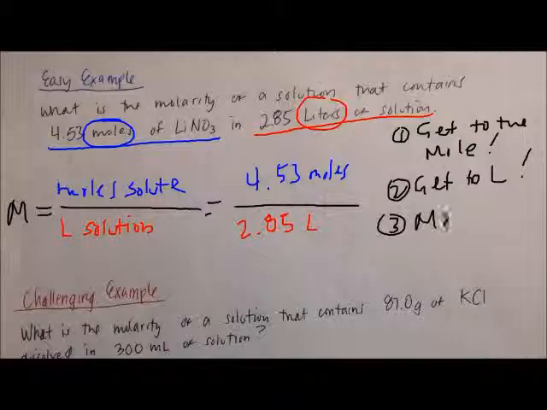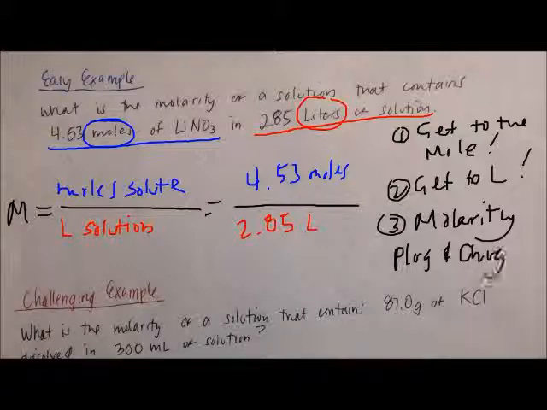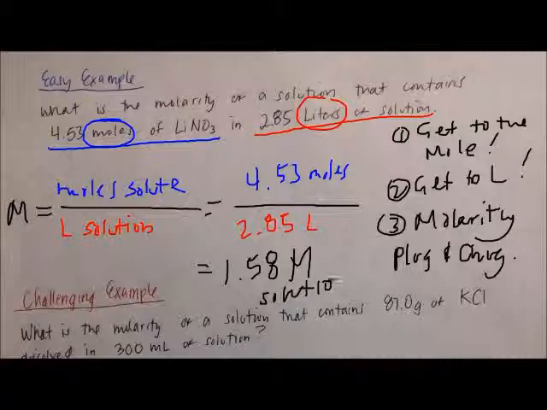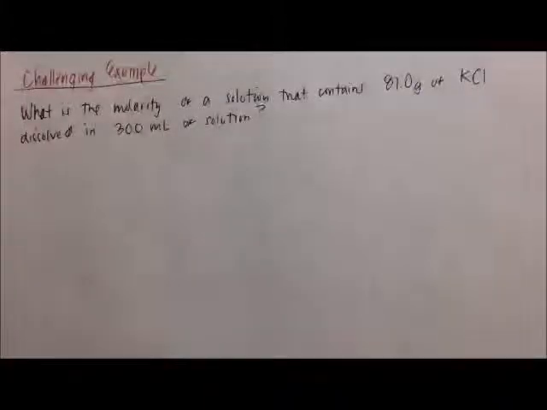Now, if we were to plug and chug that, that's our third step. So molarity, plug, and chug. Now if we were to use our calculators and crank this out, we would end up with a 1.58 molar solution. Oh, that's gross. Better. That first one was pretty easy, right? Just a plug and chug.